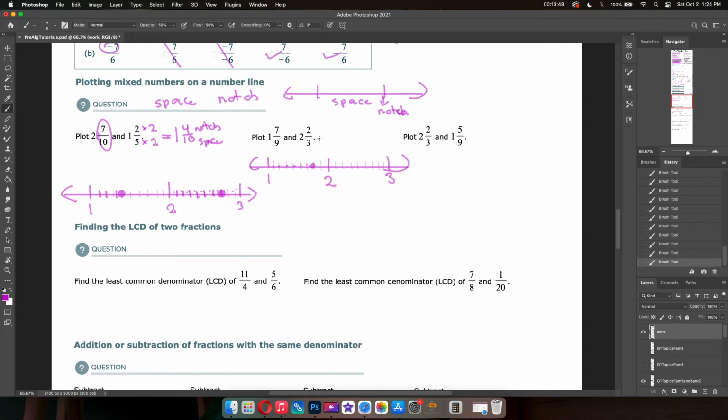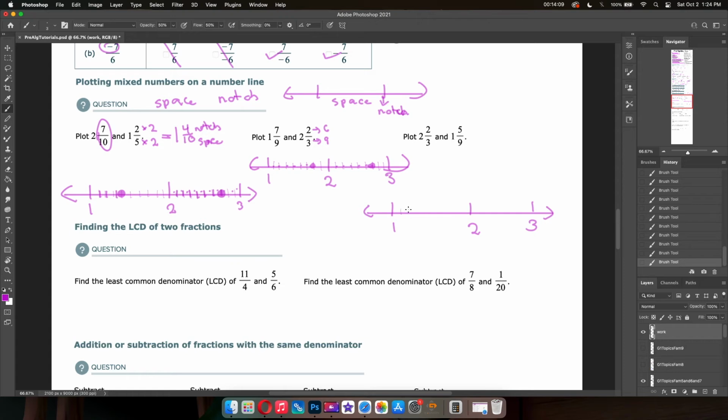For 2 2/3, we need to make that a 9, so we're going to multiply that by 3, so we're going 6 notches in. 1, 2, 3, 4, 5, 6. That's how we're plotting our numbers. Over here, curse you, screen grab. We have the 1, we have the 2, we have the 3, and we're going in spaces of 9 again.